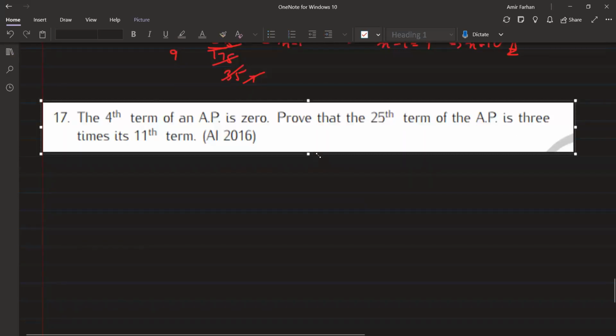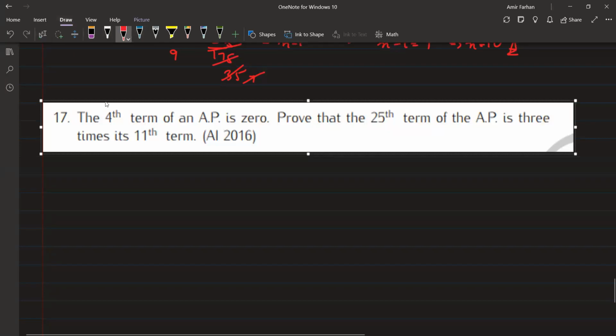So the question is saying this. Okay, so it's an easy question, not a tough one. Don't worry. Let's do this question. Zainab, this question is saying that the fourth term of an AP is 0. The value of the fourth term is 0. Clear? A4 is equal to 0. Clear? Yes, sir.